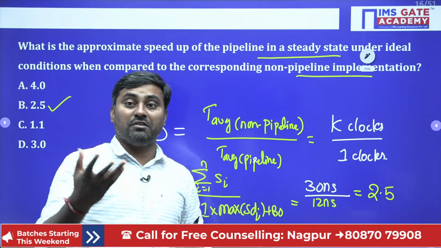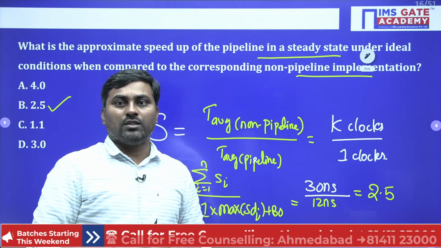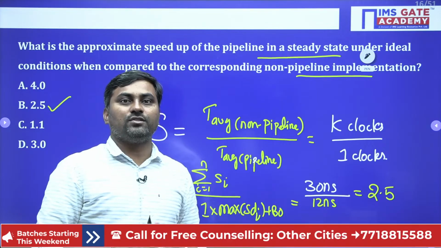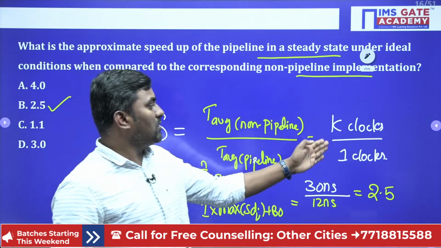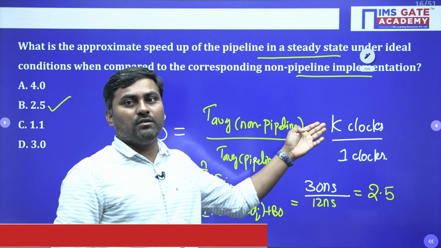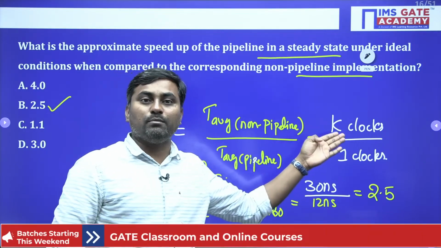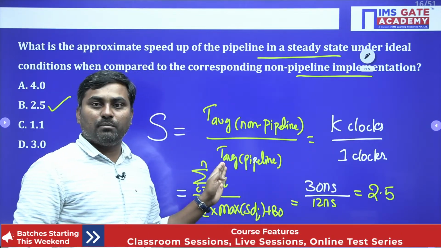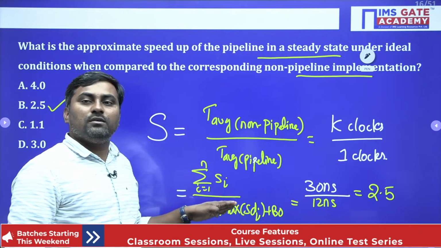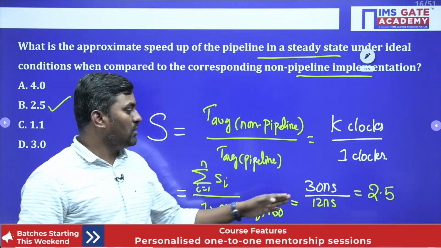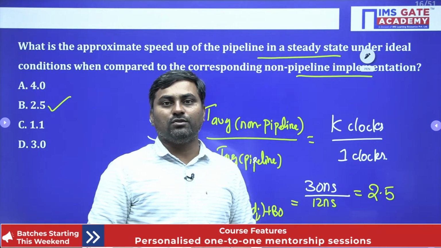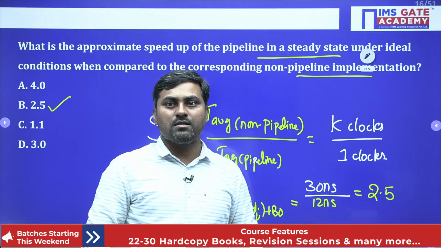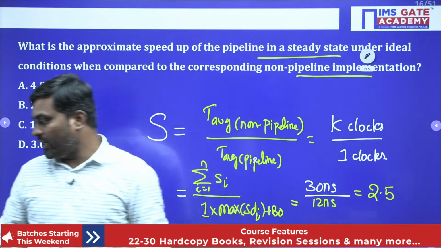The speedup factor is k, which we discussed. In the last class we said the speedup factor in the ideal case will be k stages. How does it come? k clocks are required in the non-pipeline case, and in the pipeline case 1 clock is required, but we need to find the cycle time. The cycle time for the non-pipeline case is the summation, and for the pipeline it will be maximum stage delay plus buffer overhead. So 30 nanoseconds by 12 nanoseconds gives 2.5, the speedup factor. Any doubt in this case?